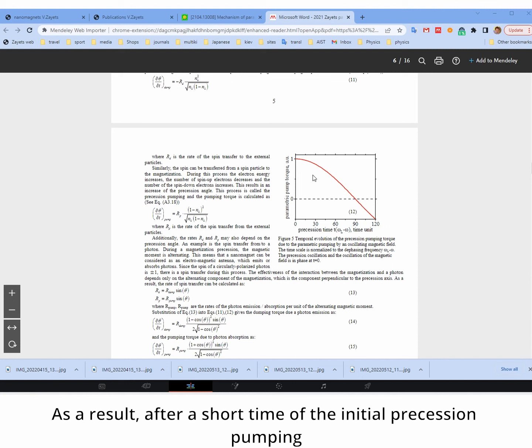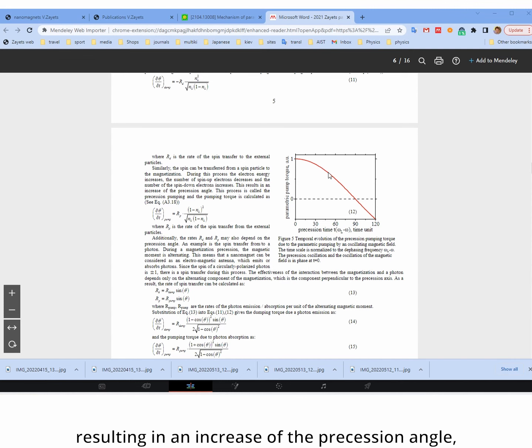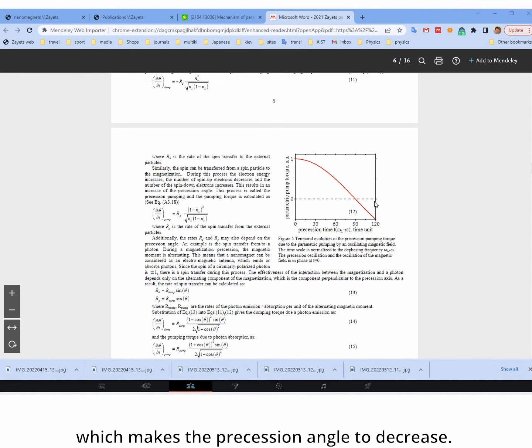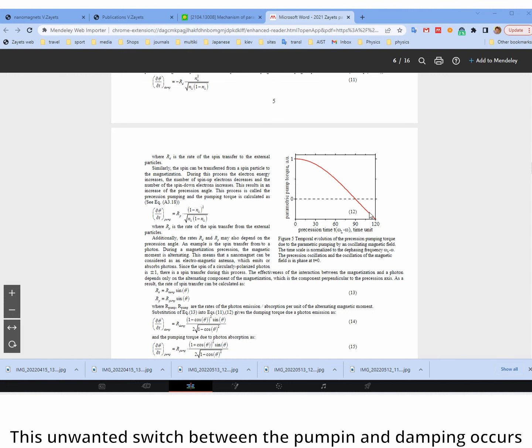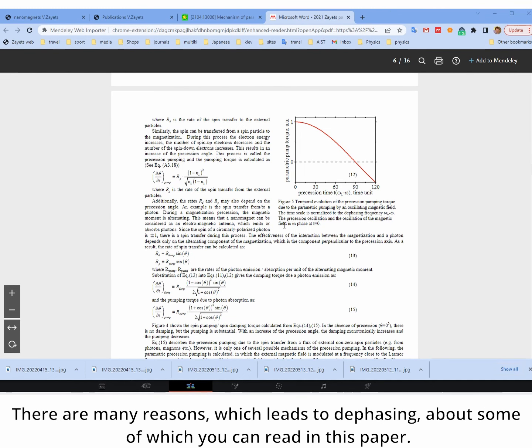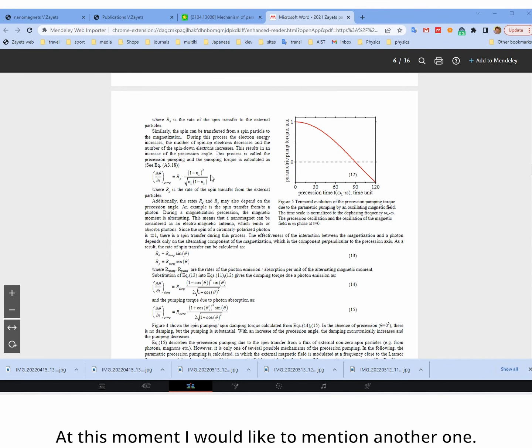As a result, after a short time of initial precession pumping, resulting in an increase of the precession angle, the parametric resonance switches itself to the precession damping, which makes the precession angle decrease. This unwanted switch between the pumping and damping occurs because of the dephasing between the magnetization precession and the pumping source. There are many reasons which lead to dephasing, about some of which you can read in this paper. At this moment, I would like to mention another one.